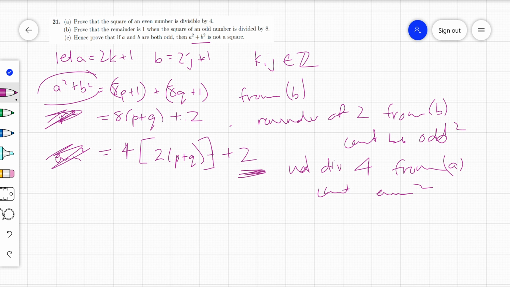So if this number can't be an even or an odd number squared, then it's not a square number. So therefore, not a square number. Again, hopefully you can read it, but hopefully you heard what I said.